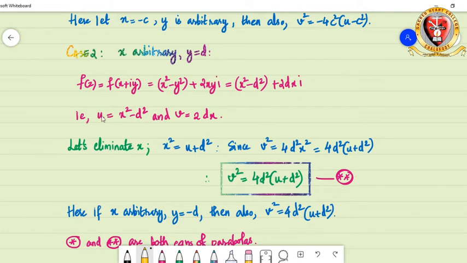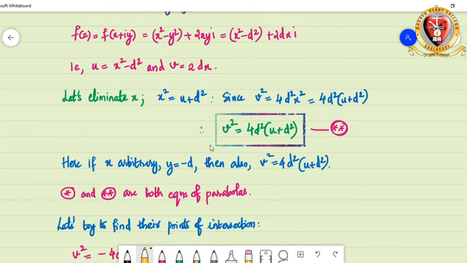So in the first equation, we are having x square is equal to u plus d square, and since v is equal to 2dx, we will have v square is equal to 4d square x square, and instead of x square you are going to substitute u plus d square. So finally you are going to get the equation double star, which is v square is equal to 4d square into u plus d square. So you consider two cases, and in this case also, if the y we are taking is a negative real number, then also when you work out, you get the same equation double star here.